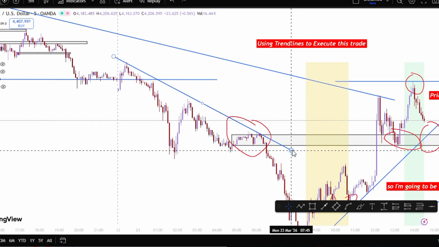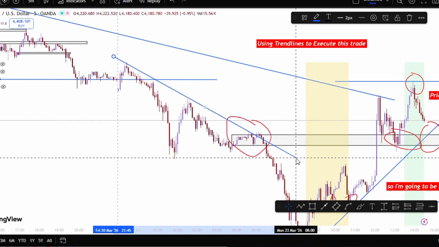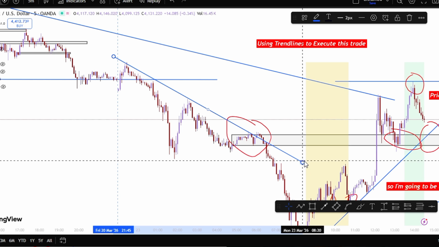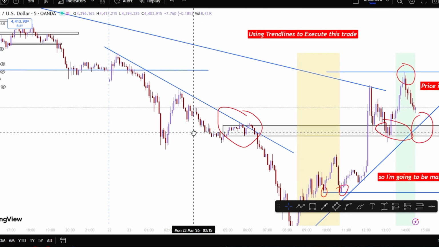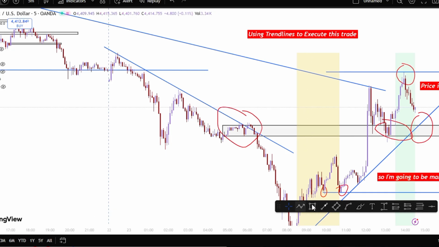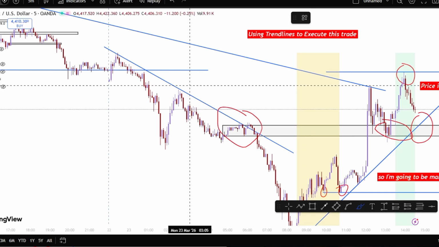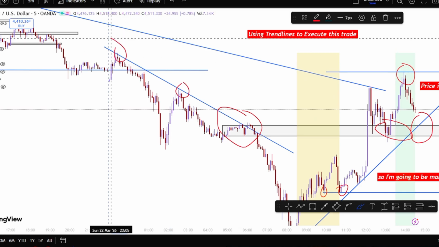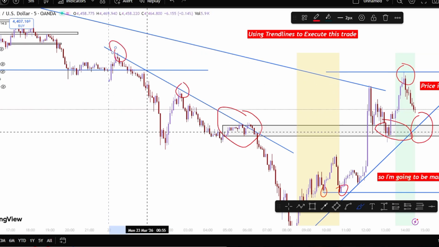As you can see right here, I told you there was a previous trend line, and the third touch was what happened right here. Price respected that particular zone and then pushed down. So this is pretty much it. You need to understand how to play around zones and how to take trades within and around zones.